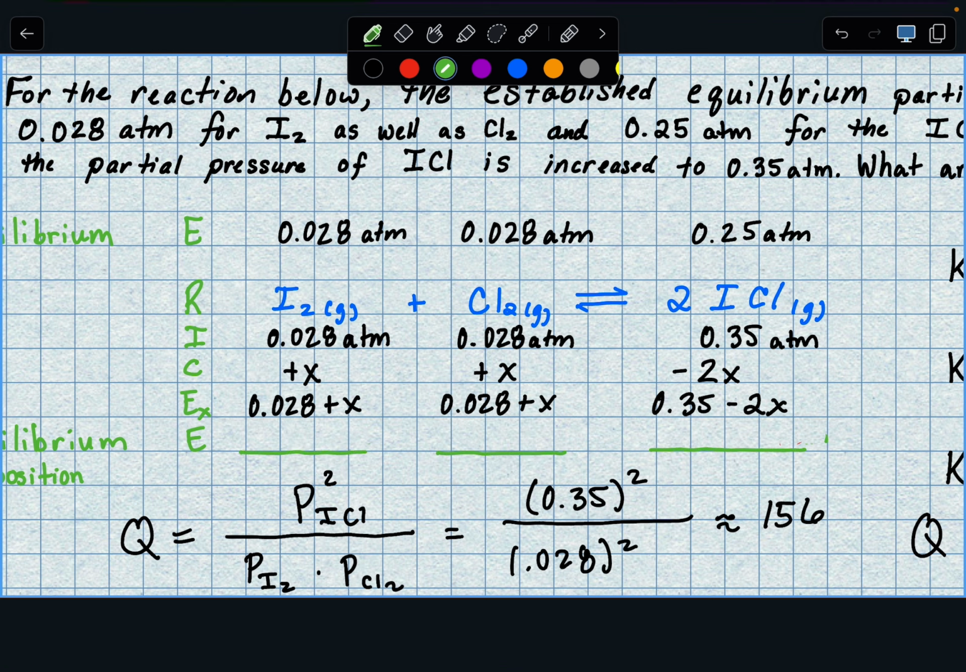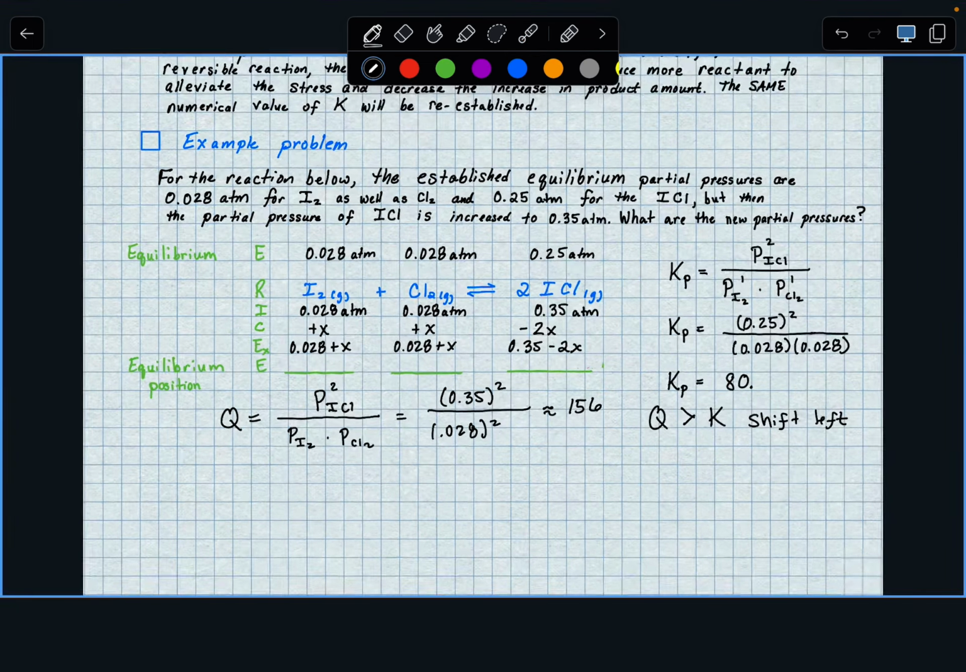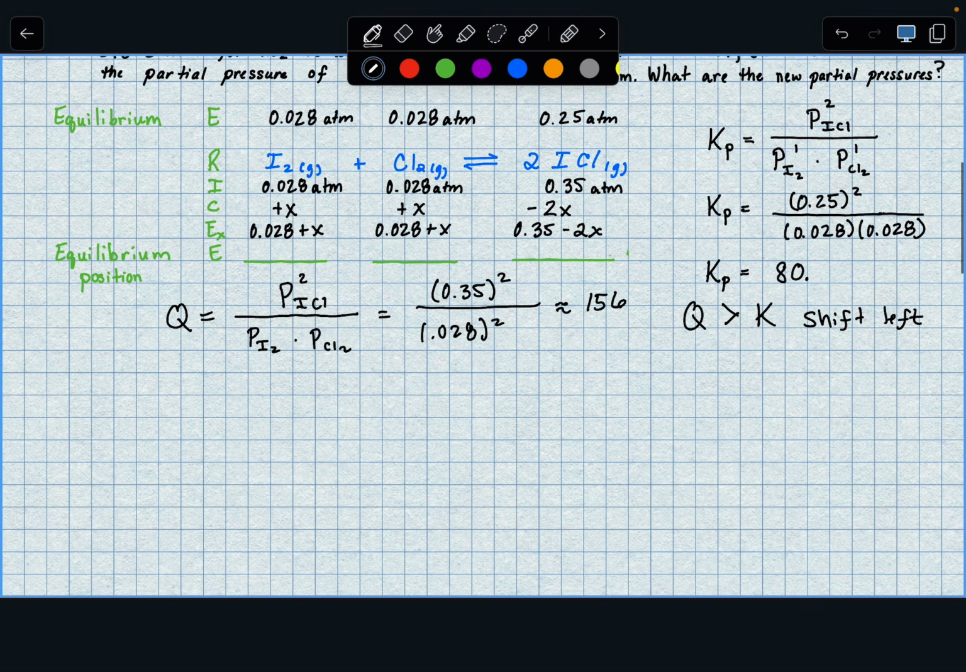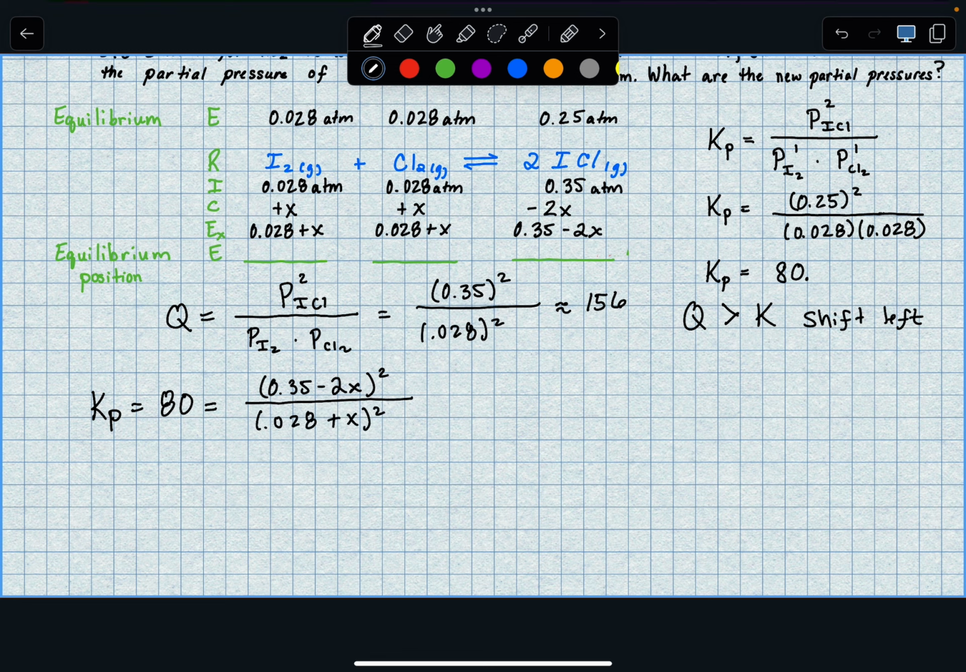So this is just kind of a different ICE table that we can use with the reaction, initial, change, equilibrium with the X, or equilibrium with the X value, and this is without. And then again, remember this equilibrium was already established, and those were the equilibrium partial pressures at the start. All right, so let's just try to solve this. So we know that it has to shift, but we know that it's still going to have to equal 80. Okay, so what happens with this one is we're going to say the Kp will reestablish with a new equilibrium position to equal 80, but we're going to have 0.35 minus 2x in the numerator squared, and then 0.028 plus x, but twice, so that one is also squared.